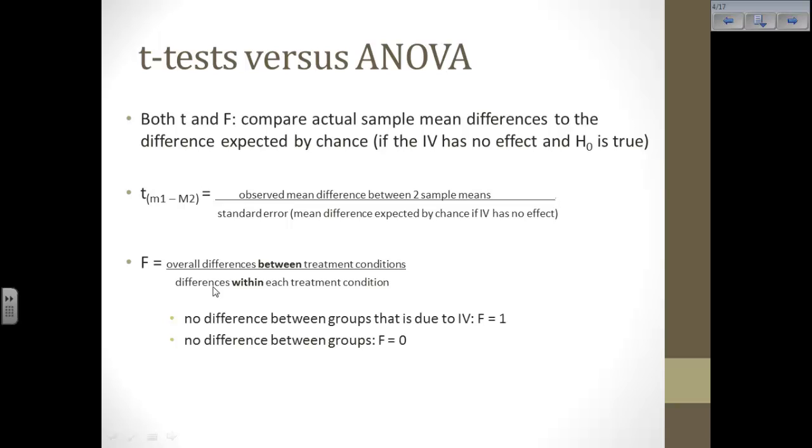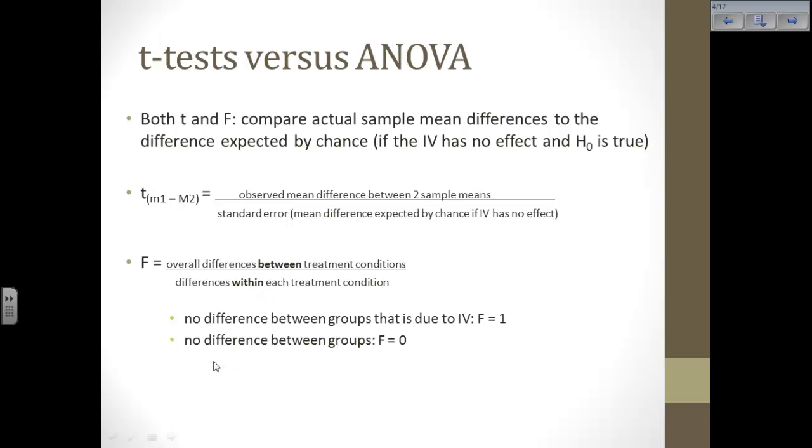Because think about it, they got the same level of the independent variable, so any differences among their scores can't be due to receiving a different level of the independent variable, because they got the same level of the independent variable. So that's why it's important to not only look at between group differences, but also within.